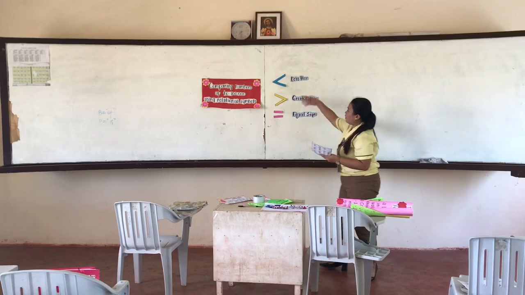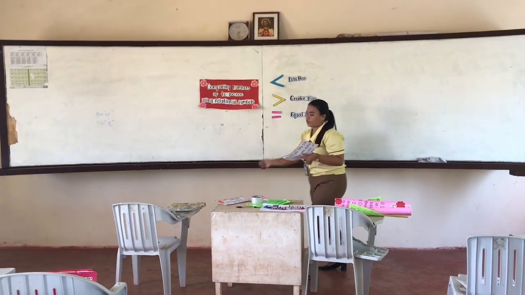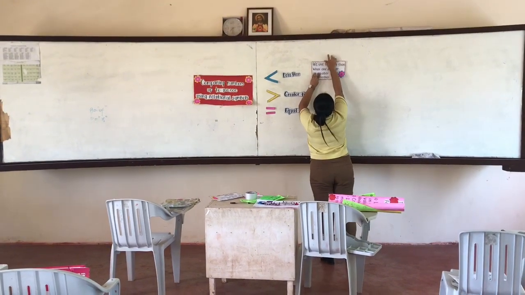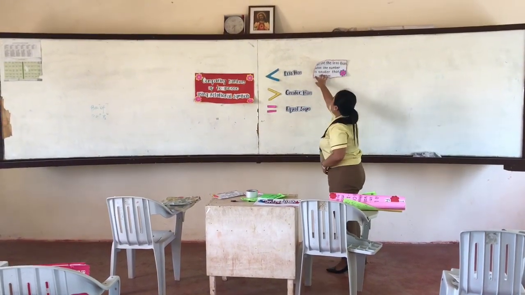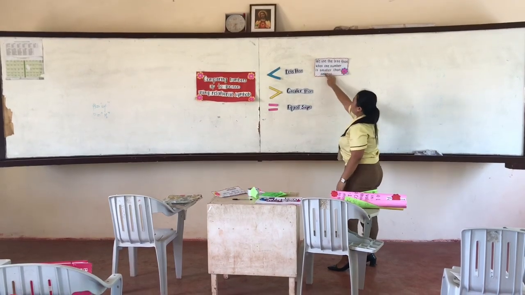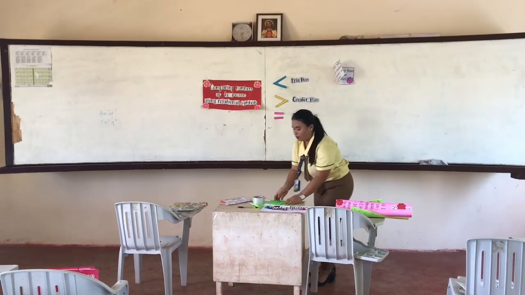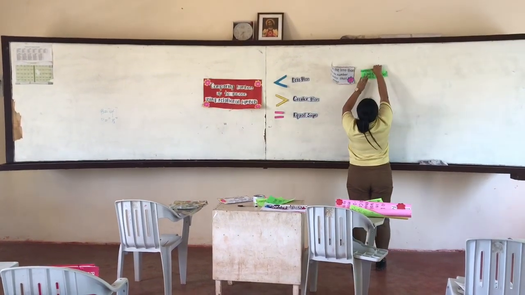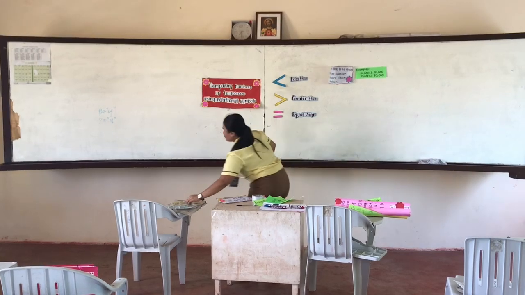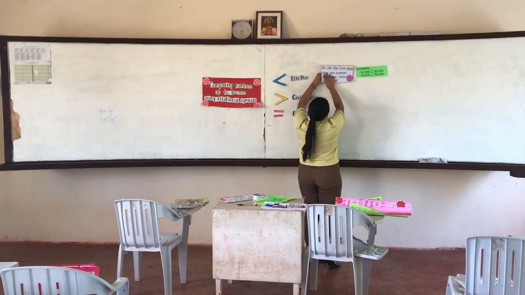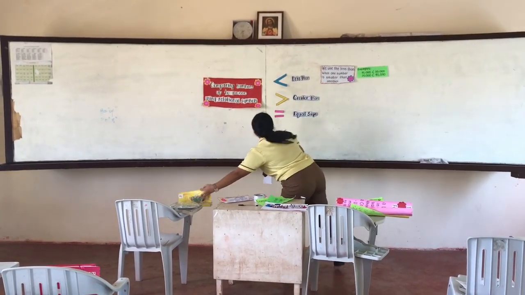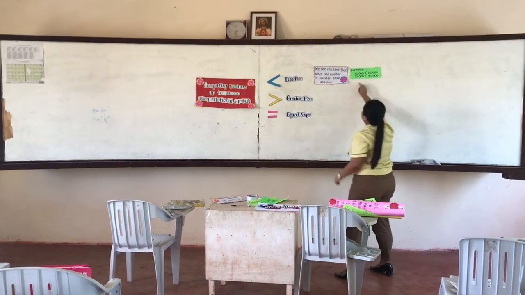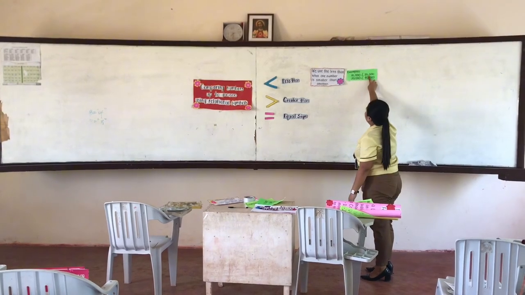So now let's talk first about the less than. When do we use less than? We're going to use less than when one number is smaller than the other number. For example, 10,000 is less than 20,000.